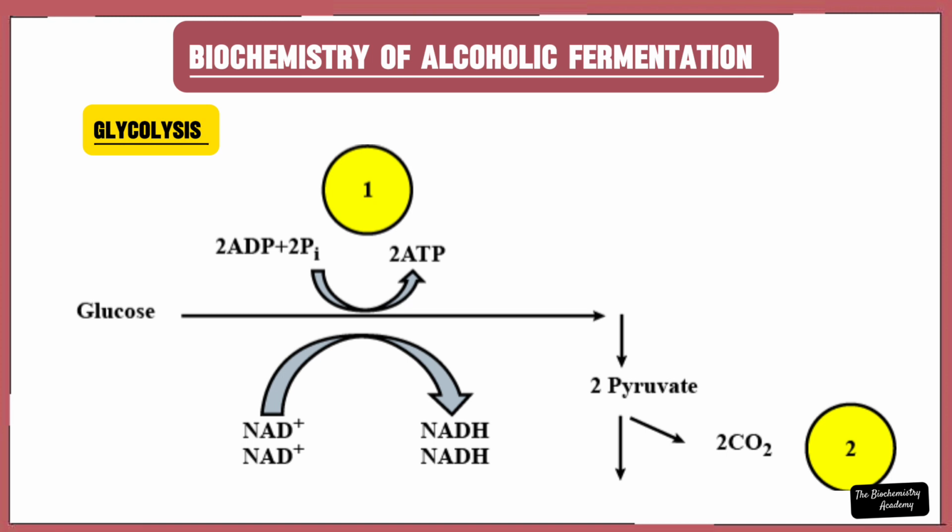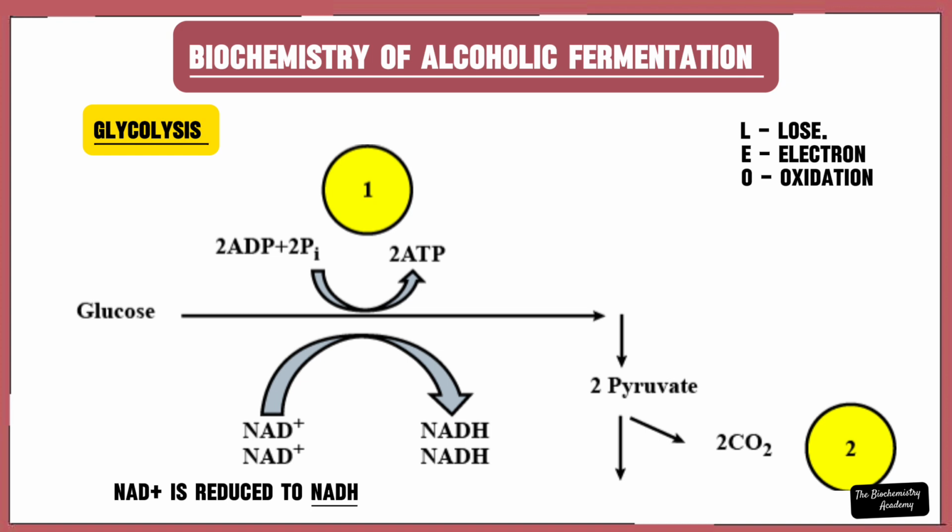Now, NADH is formed from NAD+. Thus, we can say that NAD is being reduced to NADH. We should not be confused between reduction and oxidation. Now, we can use the mnemonic LEO-GER, meaning that lose electron means oxidation, then gain electron means reduction. We know that ATP is the energy, which is adenosine triphosphate. Now, the NADH is a coenzyme and is an electron carrier.